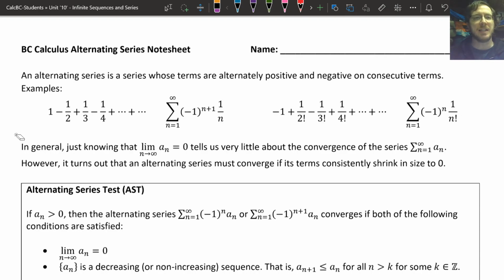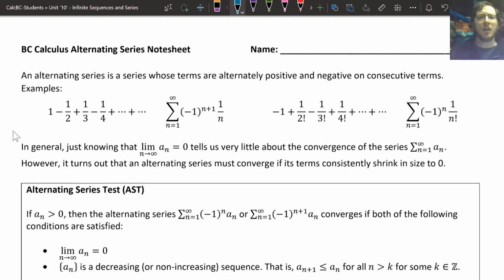All right, welcome. In this lesson, we're going to talk about alternating series. We're going to look at a test to see if an alternating series converges or not. We're going to look at two different types of convergence, and we're also going to look at estimating the sum of alternating series to a certain agreed upon error.